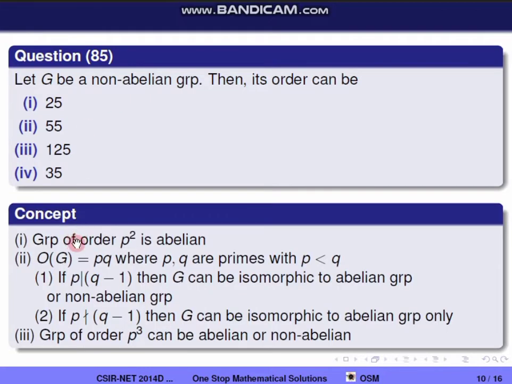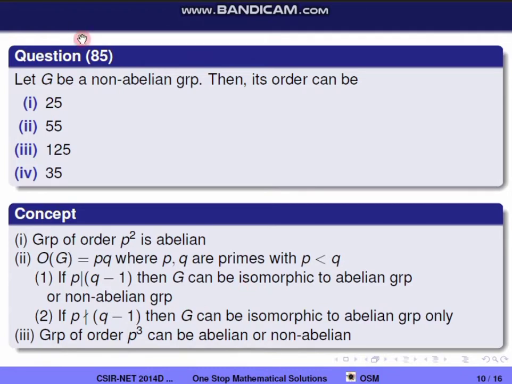A group of order p squared is always abelian. If the order of G is equal to pq, where p and q are distinct primes with p less than q: if p divides q minus 1, then G is isomorphic to an abelian group or a non-abelian group. If p doesn't divide q minus 1, then G is isomorphic to only the abelian group. A group of order pq can be abelian or non-abelian.